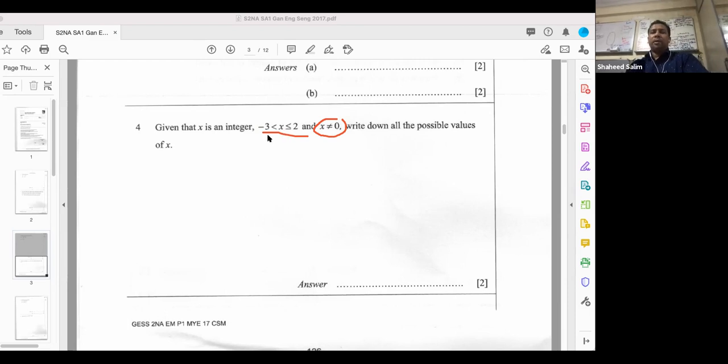X is greater than negative 3. X is smaller. If you are confused, draw a number line. Okay, congratulations, Mr. Shafi'i, well done. Draw a number line and then you put the range, and then you can see what is greater, what is smaller, and so on and so forth. Okay, well done, Inchi.